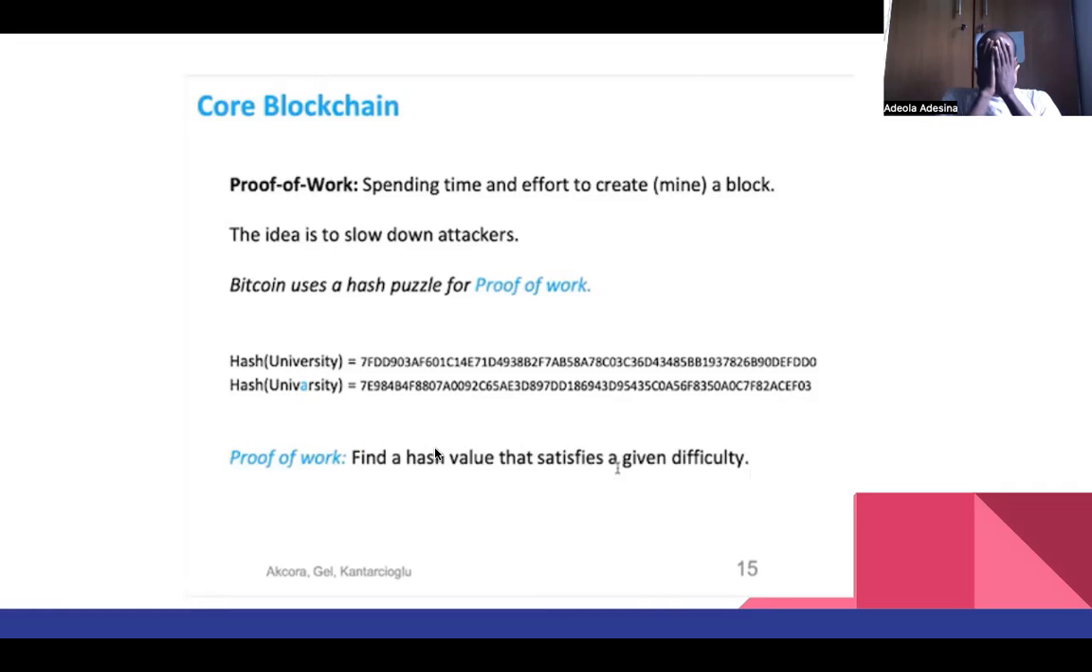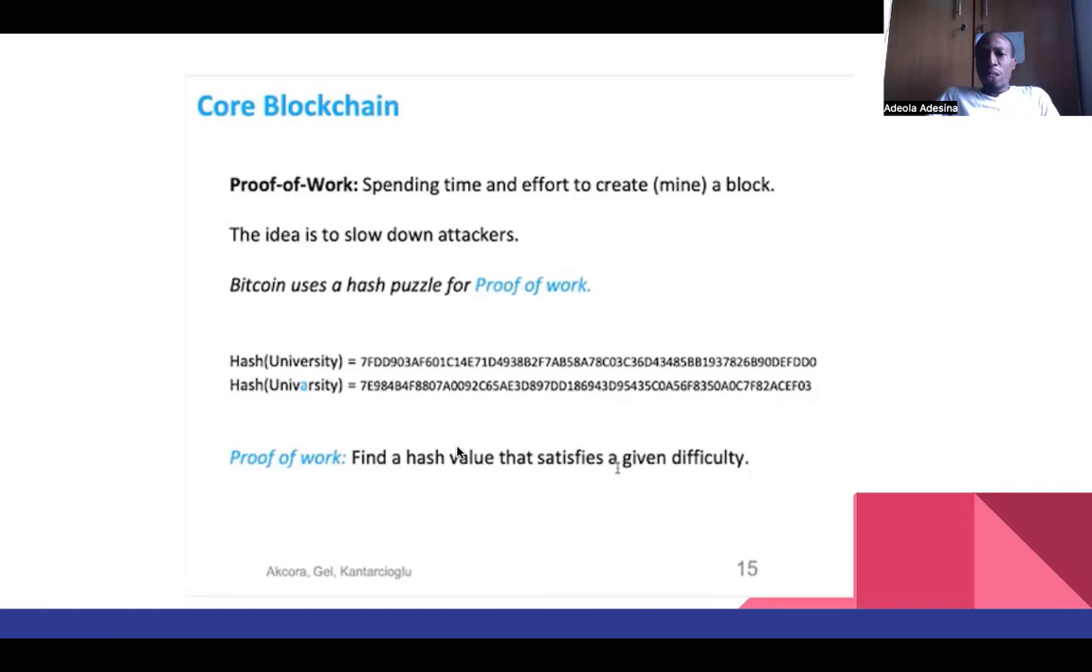That's the reason why you find Bitcoin miners complaining that their houses got burnt, or their farms got burnt, or their factories got burnt, because Bitcoin requires a lot of heat and energy to find this hash value, right?